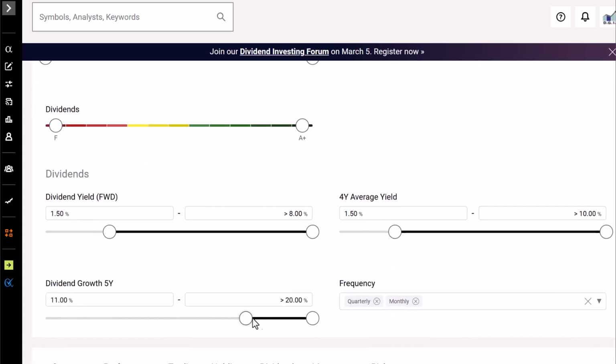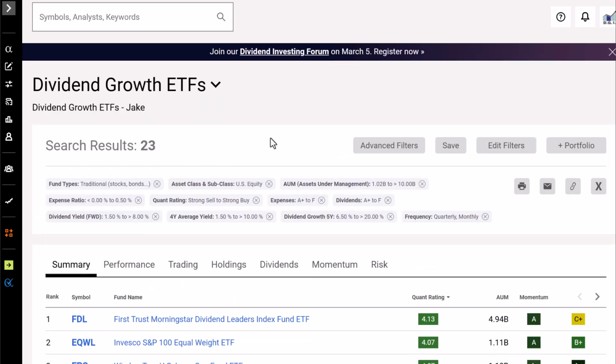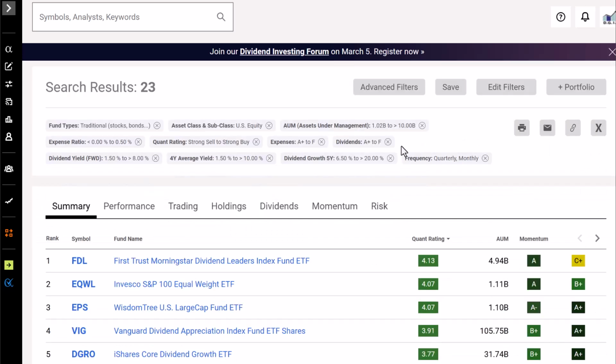So I want to see a little bit more, and so that's why we're going to do 6.5, doesn't matter. And then the frequency, quarterly and monthly. So with these filters, we have 23 results. Now what we're going to do is take a look at the different things that are important to us. And in this case, I'm going to share with you what's important to me.